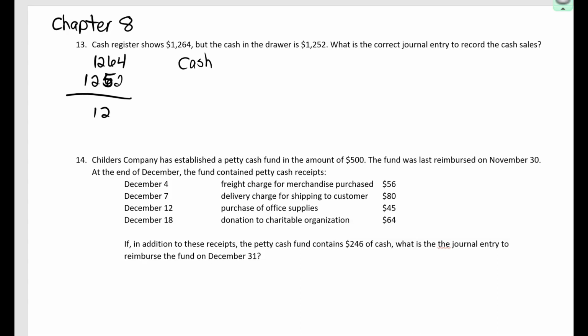We're going to debit cash what we actually have. You will debit cash what you actually have, not what you should have. And then we're also going to debit our over and short account, the $12, and credit sales for the full amount of what the cash register shows we should have.